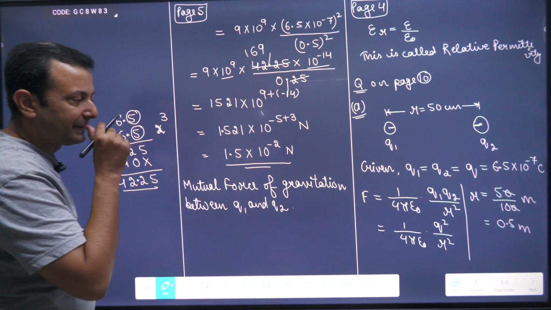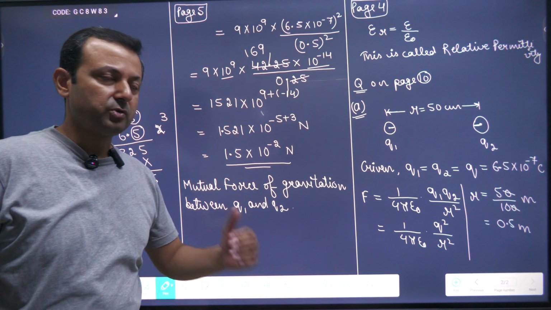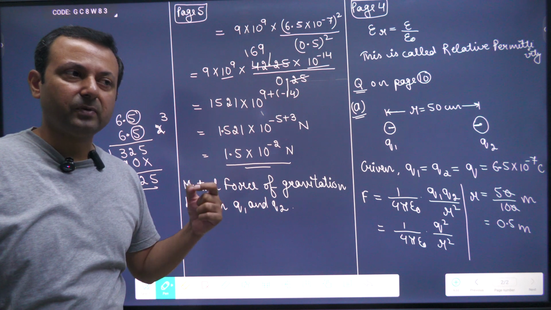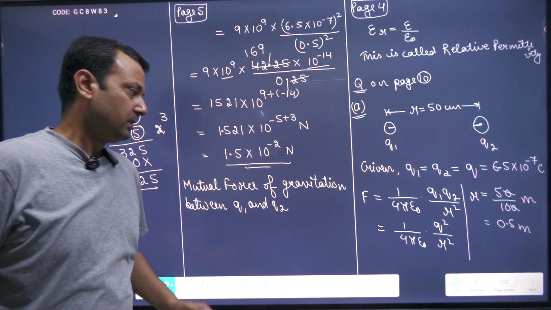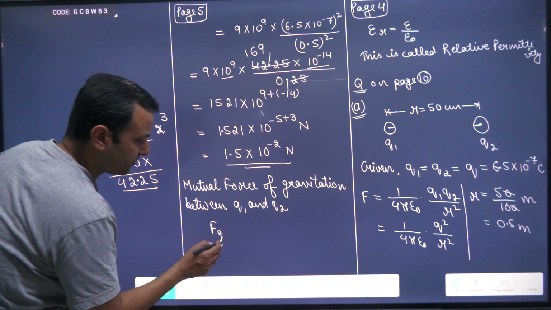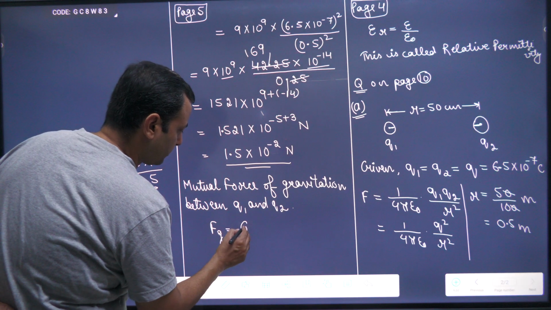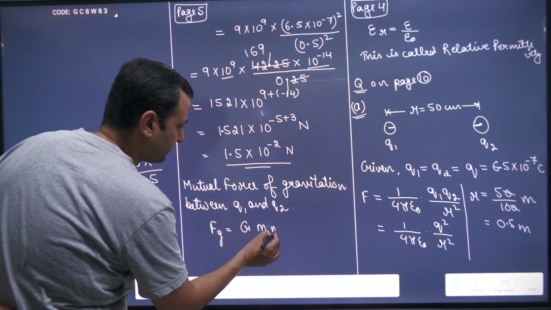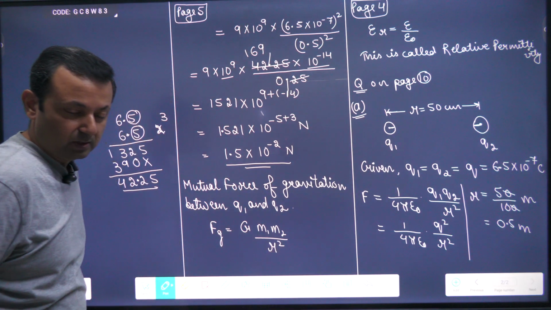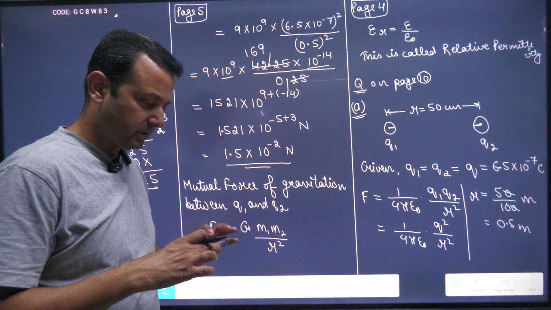If you remember, you might have studied in class 11th, the mutual force of gravitation is G, capital G, m1 m2 upon r square. So gravitational force, we write it like Fg. Fg is for gravitational force. So Fg is equal to capital G m1 m2 upon r square. They have mentioned it in the question.